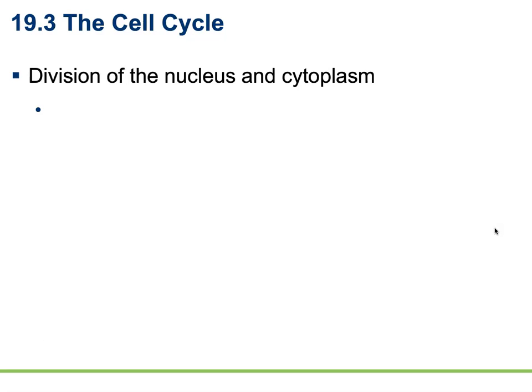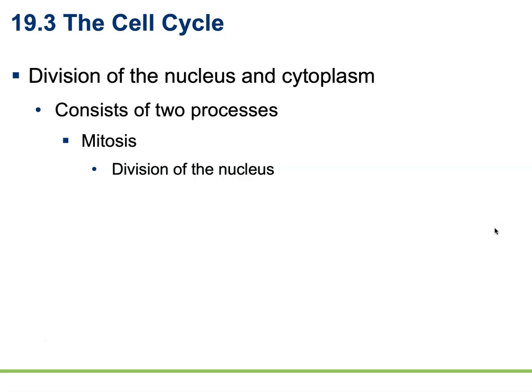So next up, we're going to talk about division of the nucleus and the cytoplasm. This is going to consist of 2 processes. The first is mitosis. Mitosis is division of the nucleus, and cytokinesis, which is going to be division of the cytoplasm. We are going to see that these processes will occur simultaneously, but since they have different end goals, we'll talk about them as separate processes.